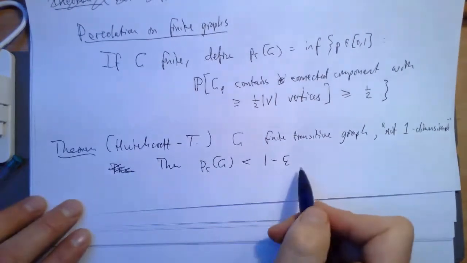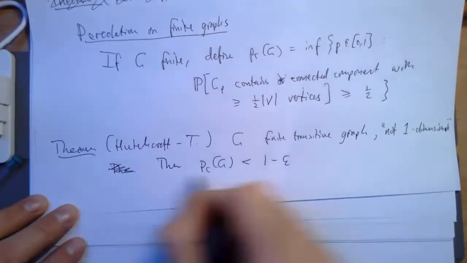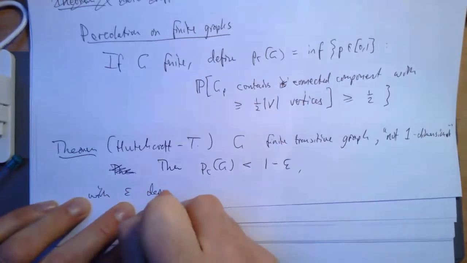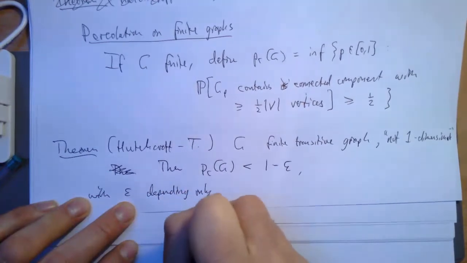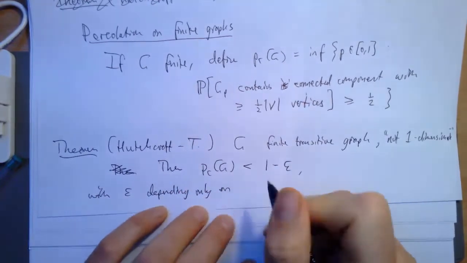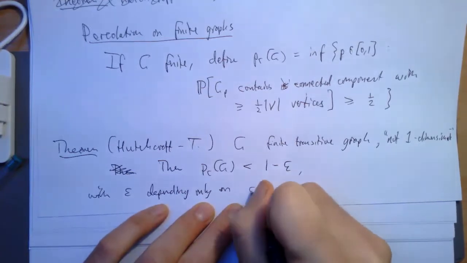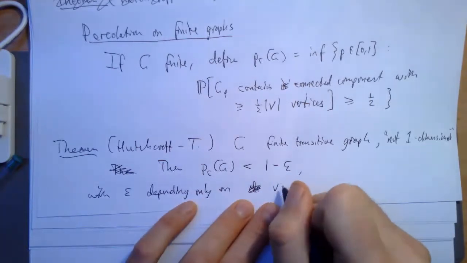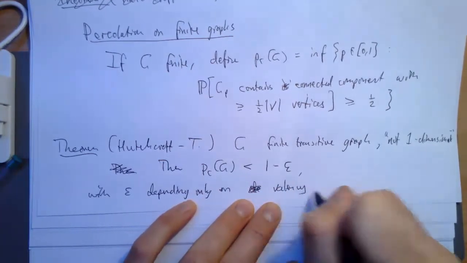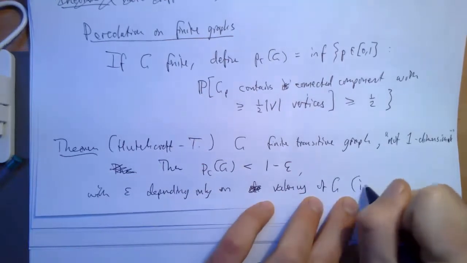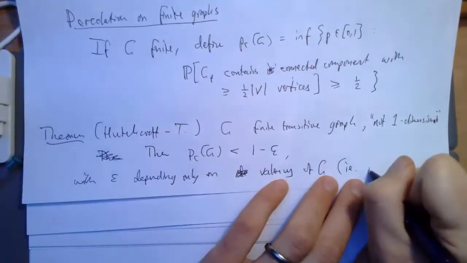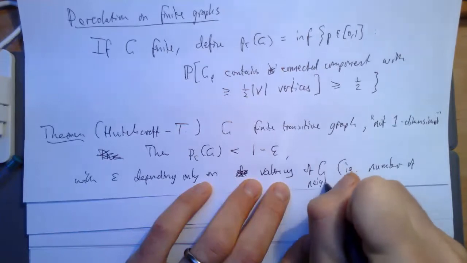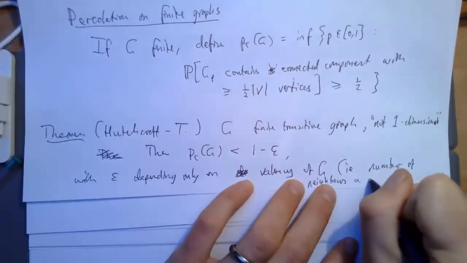And we bounded it away from one by epsilon, with epsilon depending only on the degree, or the valency. Maybe I'll call it valency to avoid confusion with the growth degree. On the valency of G, i.e. the number of neighbors a given vertex has.